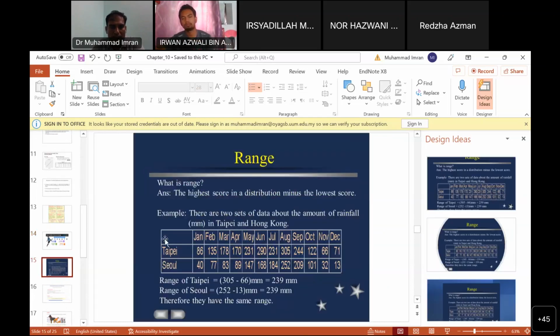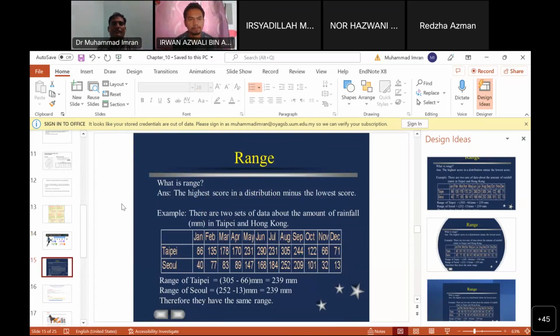Okay, now in the range also, what is the range? You also can see this. Basically, this belongs to the dispersion. I will tell you how to calculate it on SPSS. No problem, very easy. And no need to memorize the formulas, by the way.